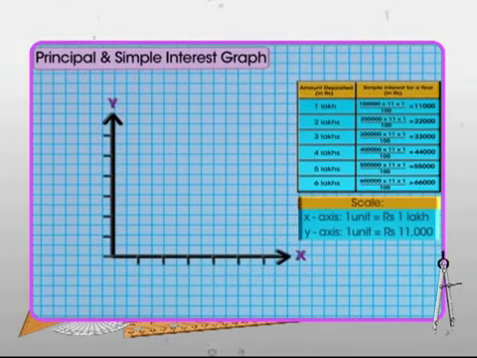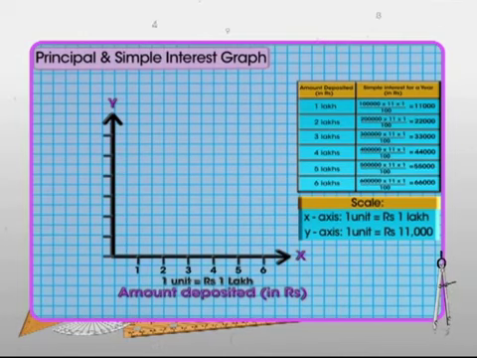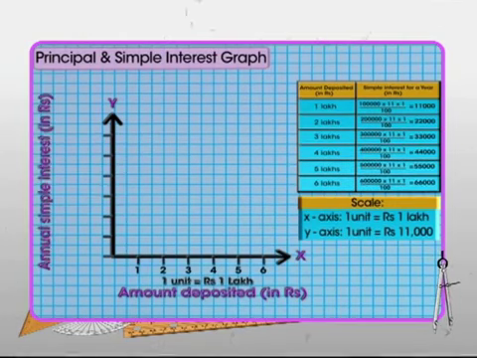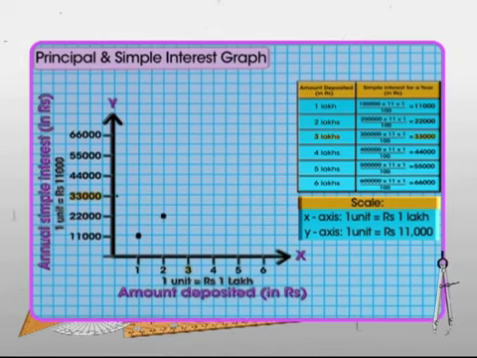Now, in order to plot the graph between SI and P, principal amount P is taken on the x-axis and the simple interest SI is taken on the y-axis. On plotting the points (1, 11,000), (2, 22,000) and (3, 33,000) and so on, and joining them, the simple interest and principal graph comes out to be a straight line graph.